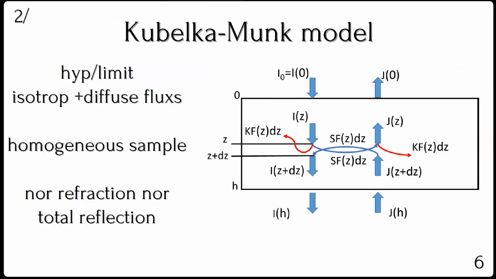There are limits to this model: the material needs to be isotropic and needs to diffuse the light, and it's never going to be a material that has a total reflection because, well, light is not going to pass through if it's total reflection.